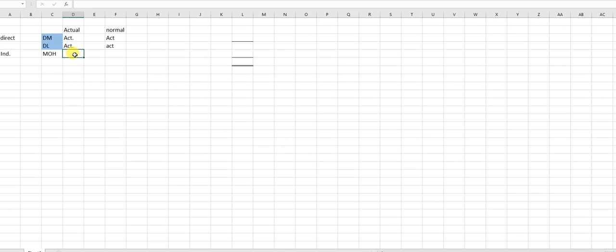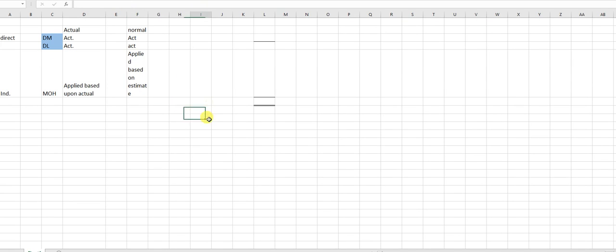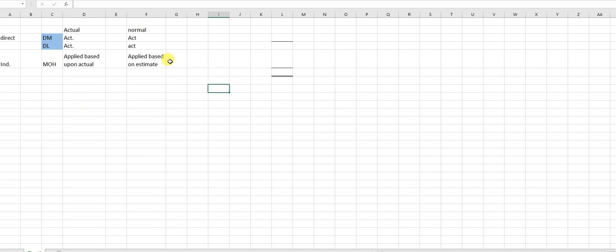In actual costing, I am going to allocate overhead. It's applied. That means it's allocated just exactly like I said. And it is applied based upon actual. Okay, and under normal costing, it is applied, so the same thing, but it is based on estimate. All right, so let's talk about why you would use these two types of things, applied based on actual or applied based on estimate. Okay, notice they're done the same way that I just described.